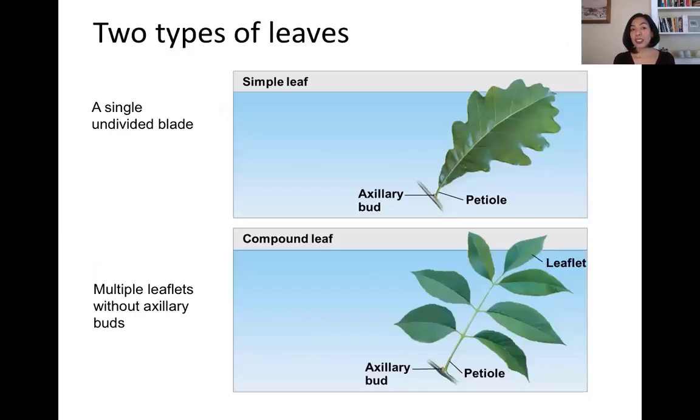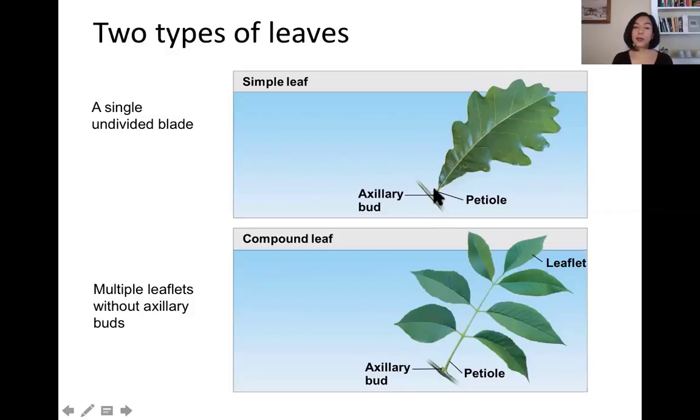Let's learn about the 2 types of leaves that we can find. We have more types, but these are the most common types that we find. A single or undivided blade. This is an example. You can find it in oaks. You will have one leaf, and you have the petiole here and the blade. It's all of this. And please pay attention to the position of the axillary bud.